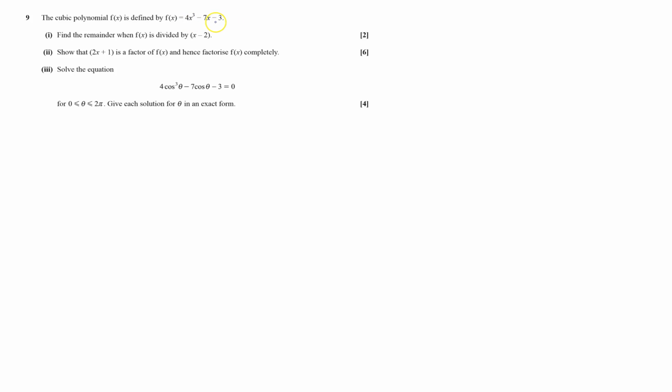That's a cubic polynomial. So the first part, find the remainder when f of x is divided by x minus 2. I just need to work out what f of 2 is, and that's the remainder. So put in 2, that's 4 times 2 cubed minus 7 times 2 minus 3, and that equals 15.